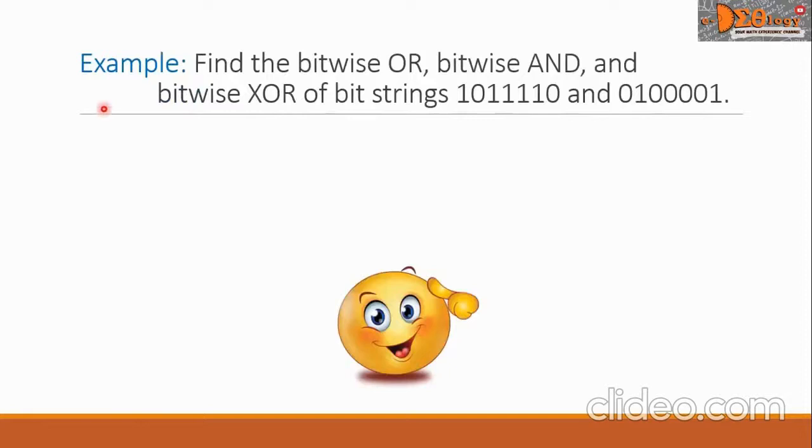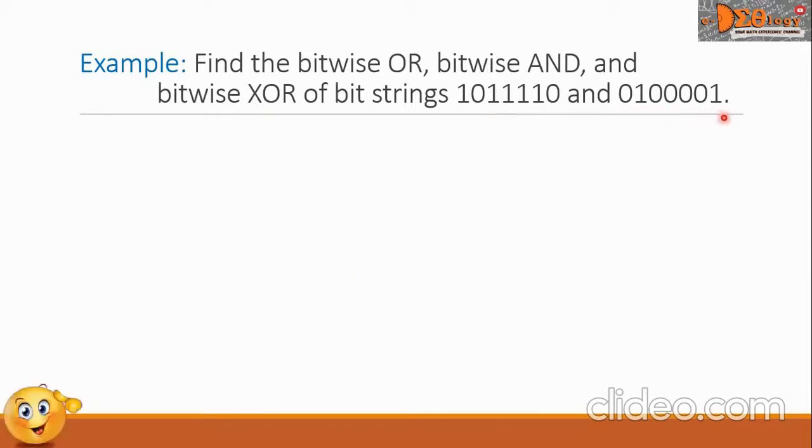Let us see this example. Find the bitwise OR, bitwise AND, and bitwise XOR of bit strings 10111110 and 01000001. Please observe that we have here bit strings of length 7, respectively.